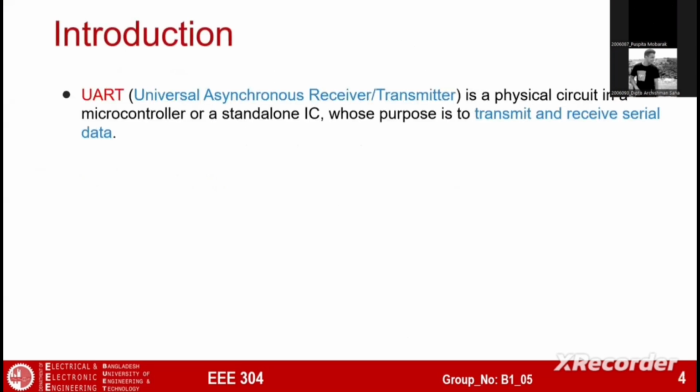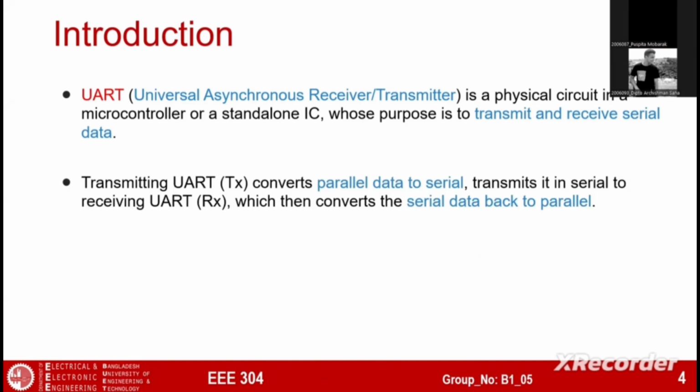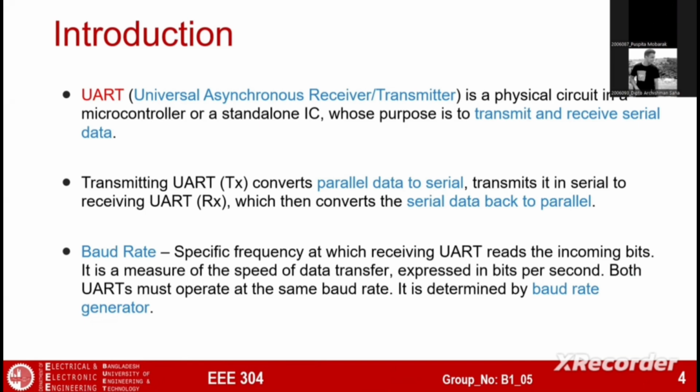Firstly, what is UART? UART means Universal Asynchronous Receiver Transmitter. This is a physical circuit in a microcontroller or in a standalone IC whose purpose is to transmit and receive serial data. Now we know that our data is basically in parallel form, like 8 bits of data. So the transmitter will convert that parallel data into serial and transmit it serially. And then the receiver will convert that serial data back into parallel and show it in the output.